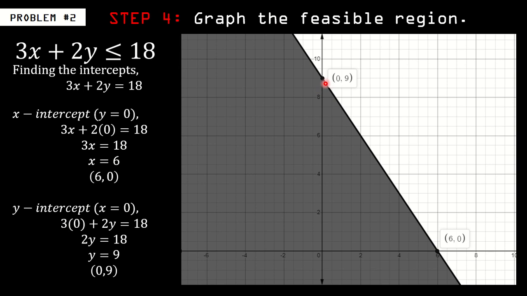So here's the graph. Okay, the y-intercept 0, 9 and the x-intercept 6, 0. And then we have the solid line because we have the less than or equal. And then less than or equal, so therefore we have the shaded region below. Okay, another one.